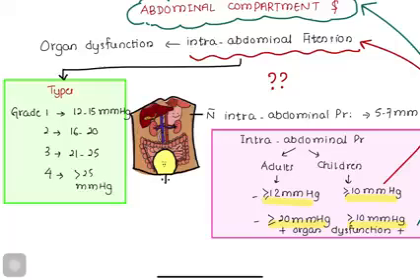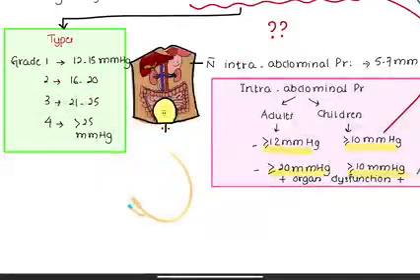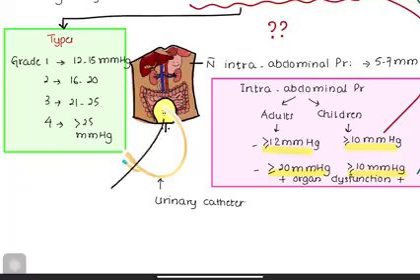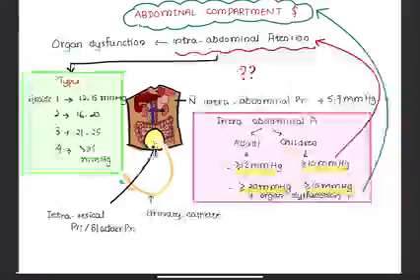How do you measure intra-abdominal pressure? It is measured via the urinary catheter, as bladder is inside the abdominal cavity, and bladder pressure directly reflects the intra-abdominal pressure.